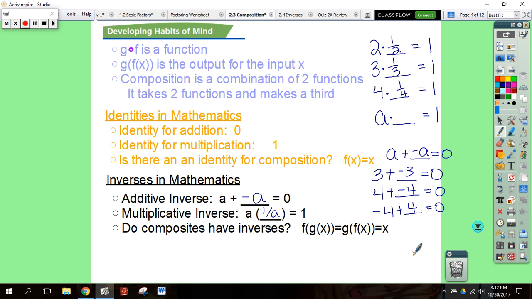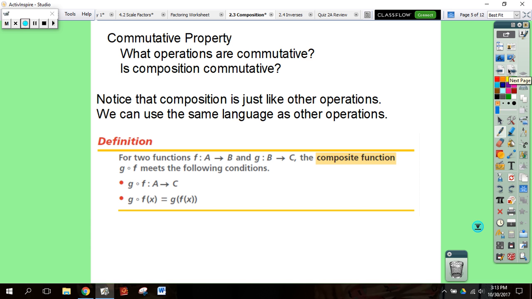And do composites have inverses? It's whatever function gives you back the original input that you started with. So if you had f of g of 2, and then you did g of f of 2, it would give you that same input back both times. Again, this is just some notation for you to get used to.